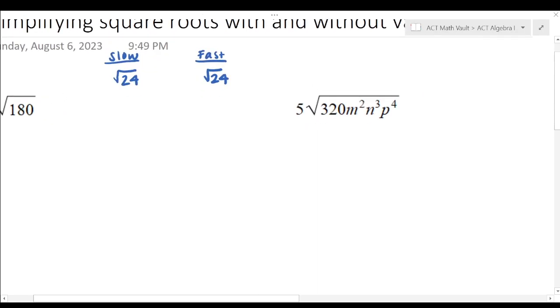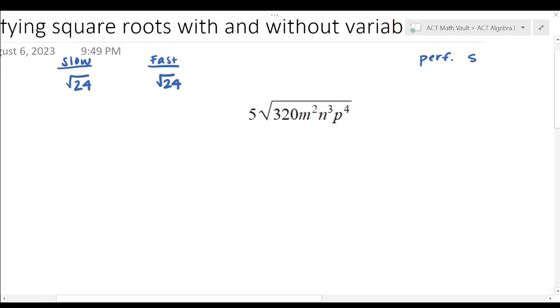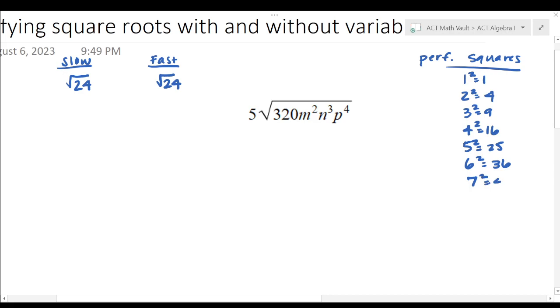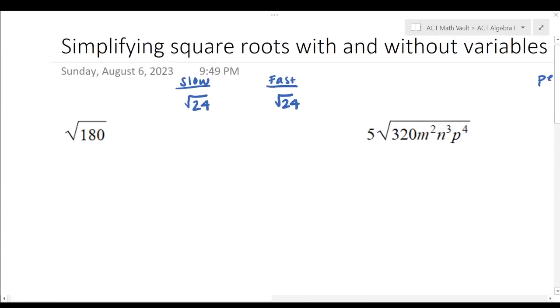So we need to remember what a factor is first, and then it's also helpful to remember the list of perfect squares when we do these problems. So perfect squares are 1 squared is 1, 2 squared is 4, 3 squared is 9, 4 squared is 16, 5 squared is 25, 6 squared is 36, 7 squared is 49, 8 squared is 64, and I could go on, but I think I might stop just there for now.